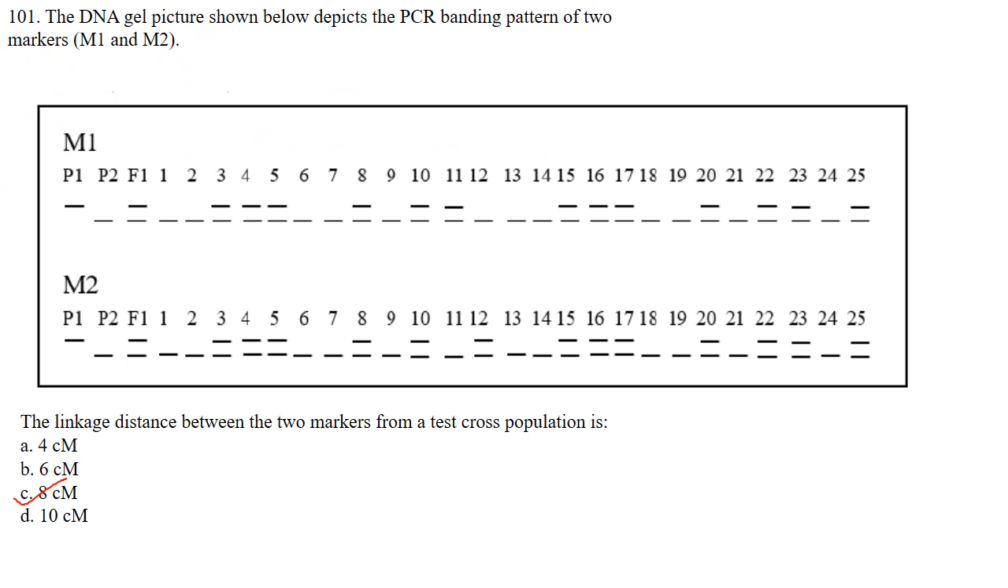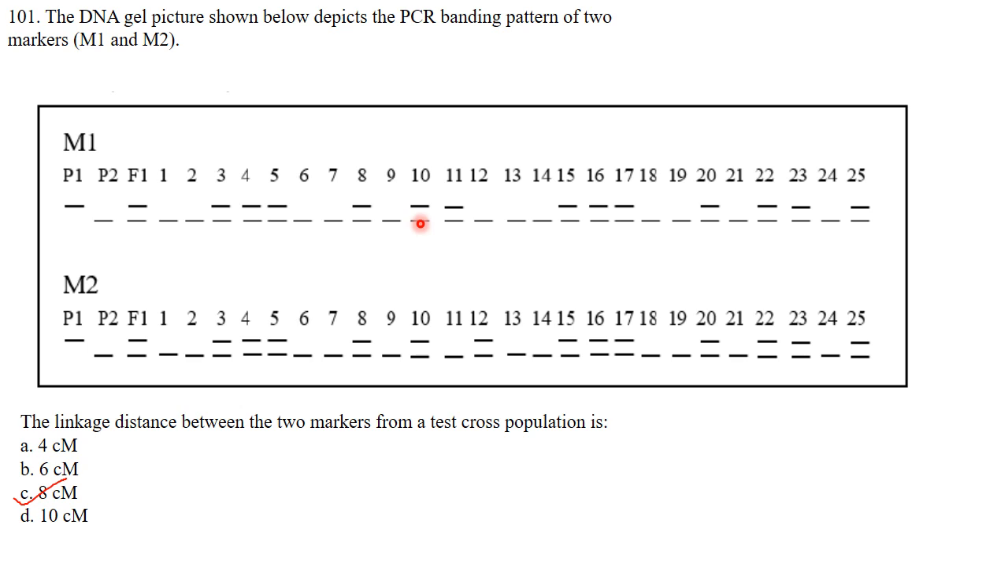The DNA gel picture shown below depicts the PCR banding pattern of two markers M1 and M2. The linkage distance between the two markers from the test cross population is. Now this is marker 1, marker 2. P1 is the parent, P2 is the second parent, F1 is the progeny. Now if you see P1, P2 and F1, the same bands have been obtained in M2 also. But if you see the 10th, 11th band, there is a change between the two markers M1 and M2. So that represents the recombinants.